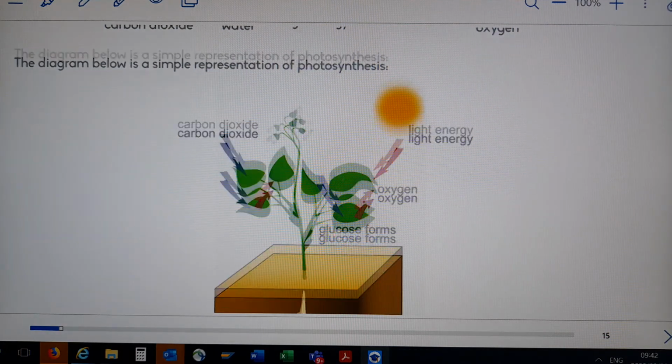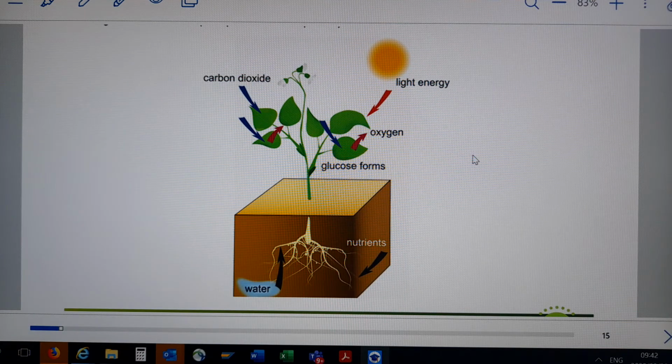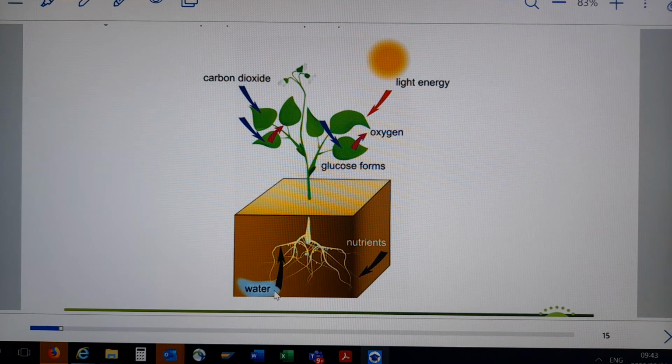Now they represent it in terms of what happens to the plant. Now we see a green plant here. So if it's a green plant, it means it contains chlorophyll. Now we see in the atmosphere there is carbon dioxide. Okay, now we have carbon dioxide and the plant gets water from the ground. Okay, and also the plant through the roots gets nutrients.